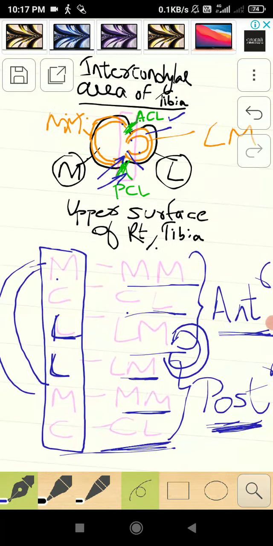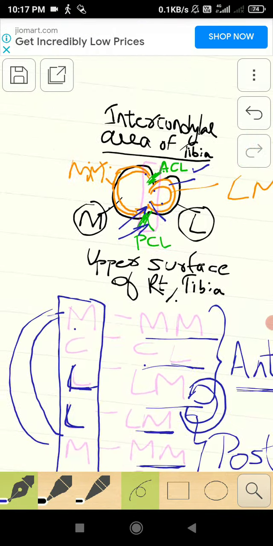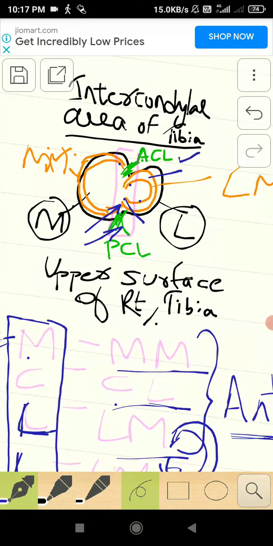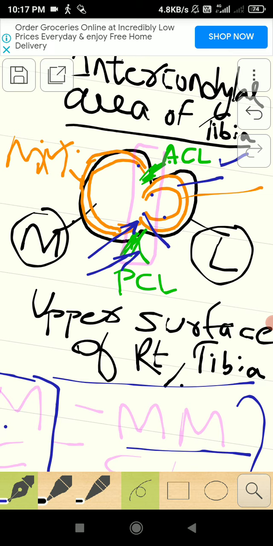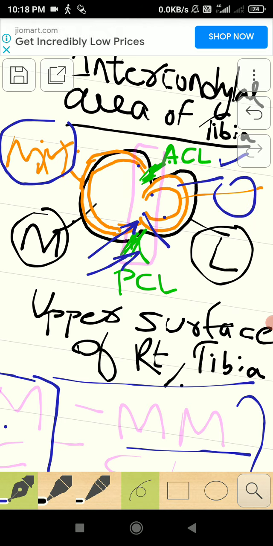I will tell you in summary, the intercondylar area of tibia is present on the upper surface of the tibia. In this diagram, we have shown the upper surface of right tibia. First, I will draw the medial condyle, which is large, and then I will do the lateral condyle and I will label the condyles. Then I will draw the medial meniscus, which is large and semilunar, and the lateral meniscus, which is small and circular. This is lateral meniscus. And then I will draw the anterior cruciate ligament, which is like kebab mein haddi between the two medial and lateral meniscus.